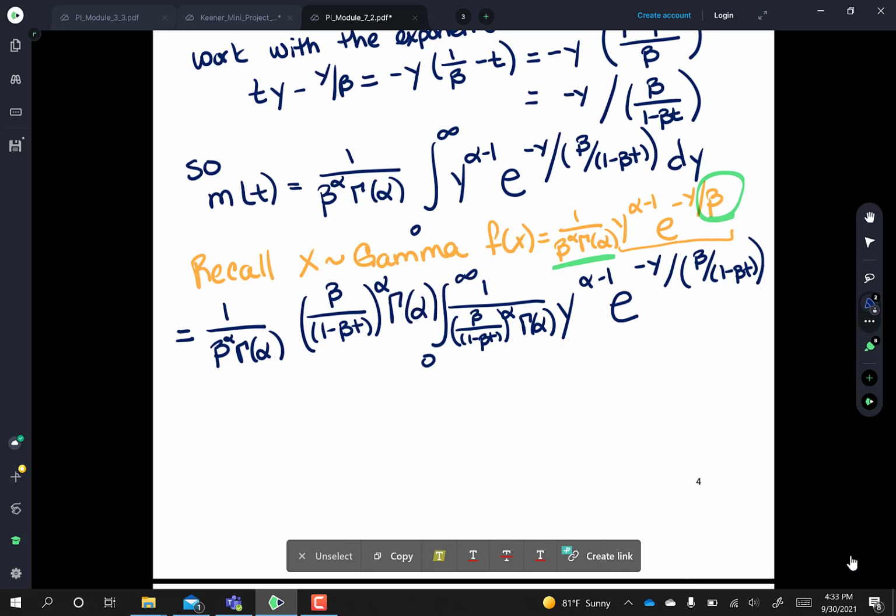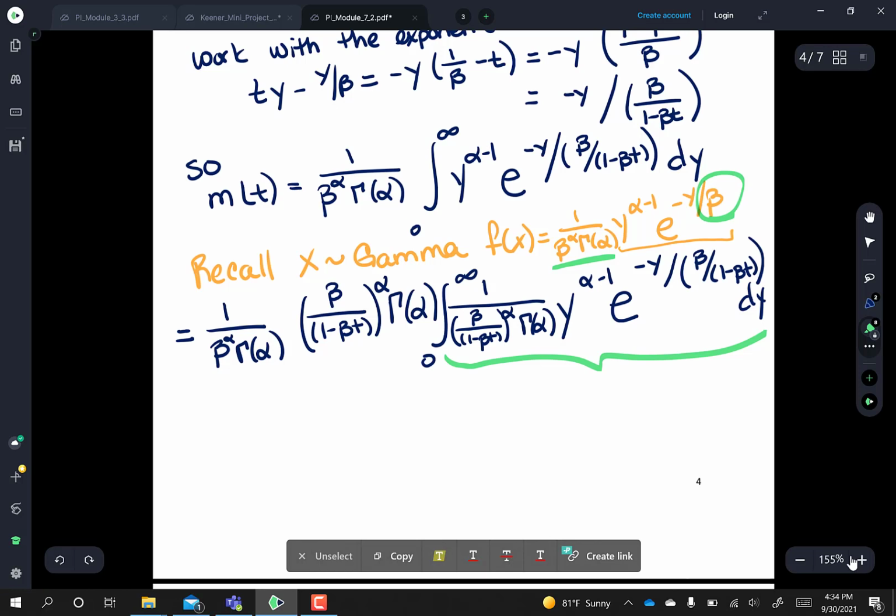So by doing this, the reason this is so nice, and there's a dy here, is because this whole piece right here, I'm now integrating over the sample space of a gamma distribution. So we know that if we integrate over the sample space of any of our distributions, this whole piece has to be equal to 1, as long as beta over 1 minus beta t, we do need that to be strictly greater than 0.